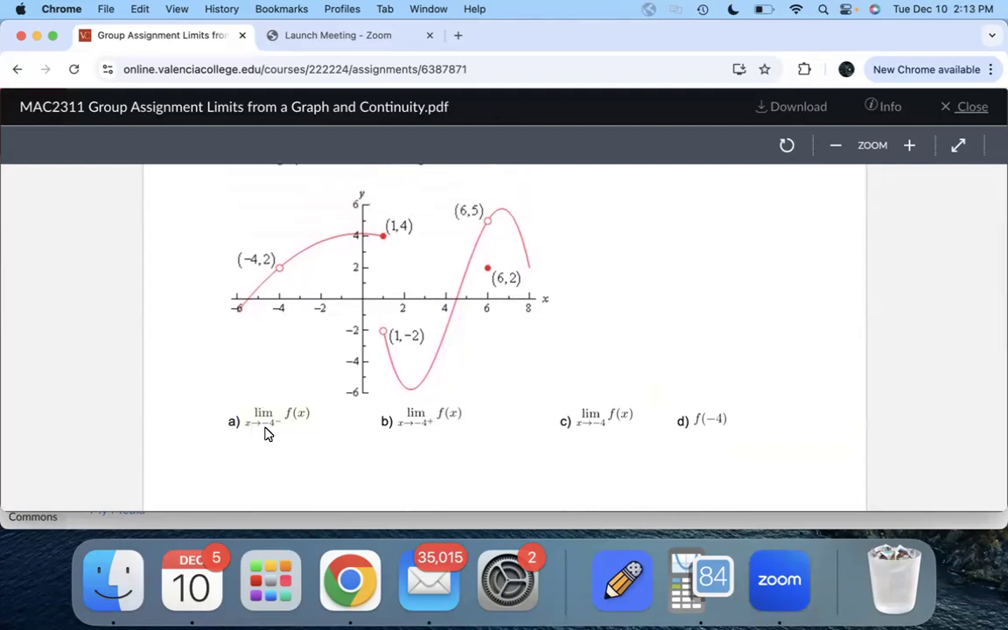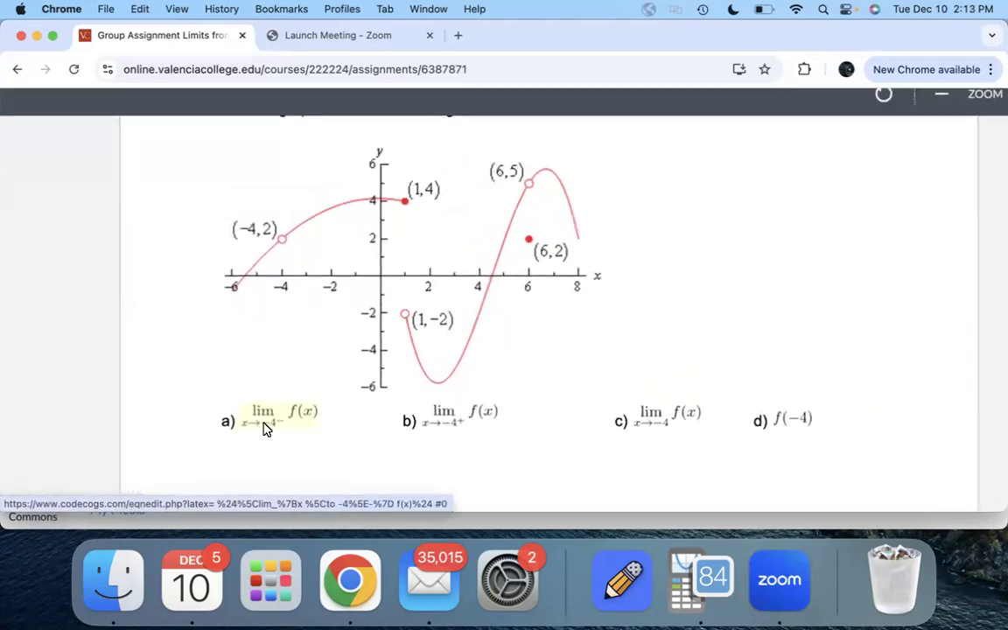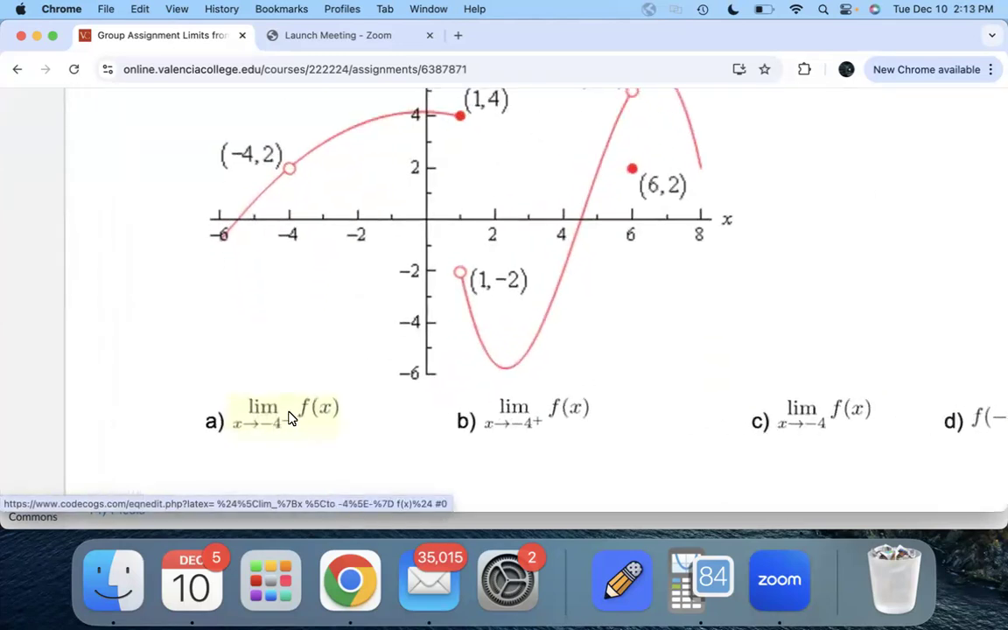So I want the limit as x approaches -4. That right there says -4. And that little minus there means you're coming from the negative direction, or in other words, from the left-hand side. So I'm looking right here at -4. And this little negative here says use numbers a little bit below -4. So I'm using this little chunk of the graph.